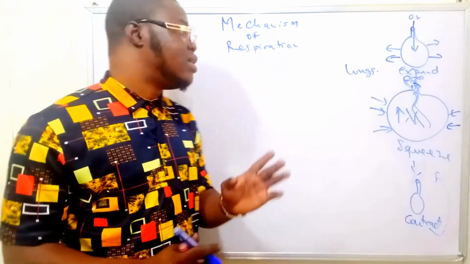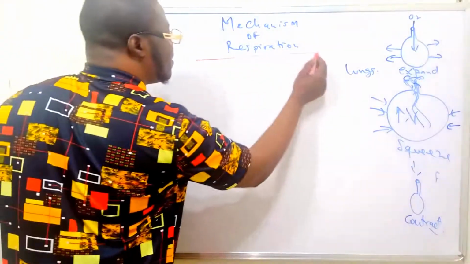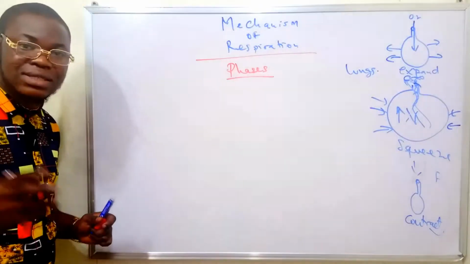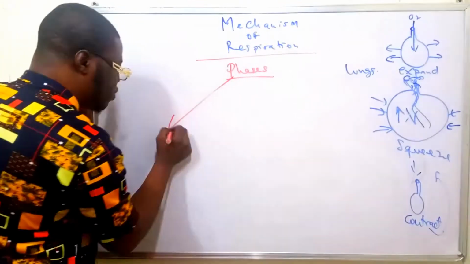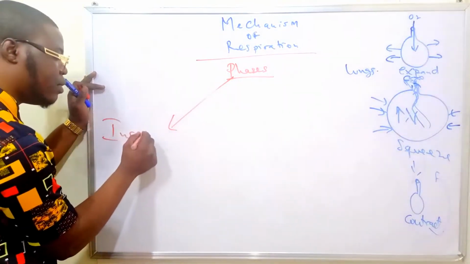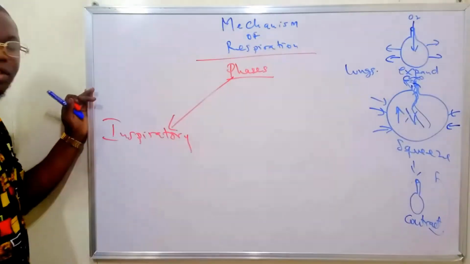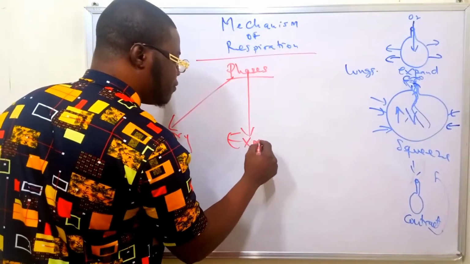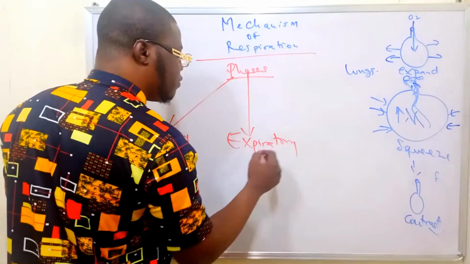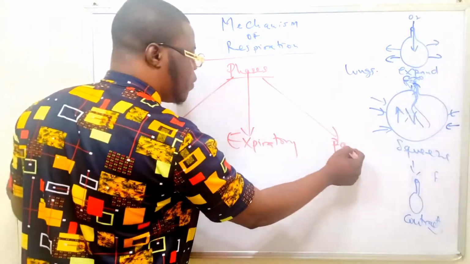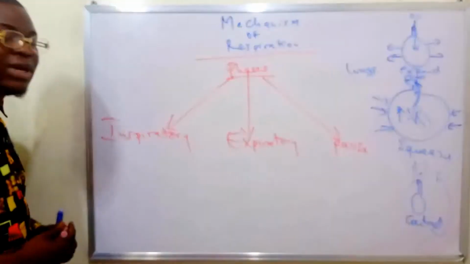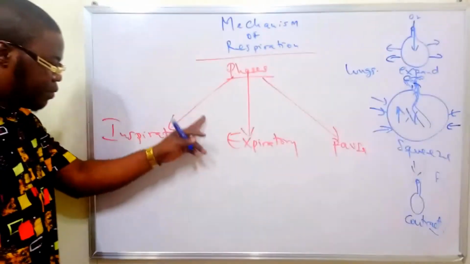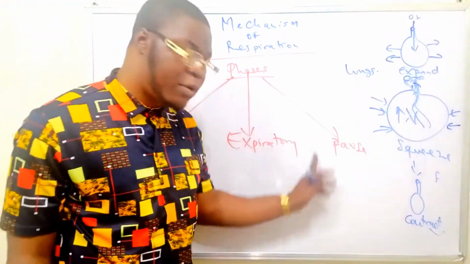Now, what next? The next thing I'm meant to talk about are the phases of respiration. So, mechanism of respiration has 3 phases. The first one is the inspiratory phase. And the second phase is called the expiratory phase. And the last phase is called the pause. Now, what's the meaning of all these? We are going to start explaining with the inspiratory phase, and then we go to the expiratory, and finally we finish at the pause.